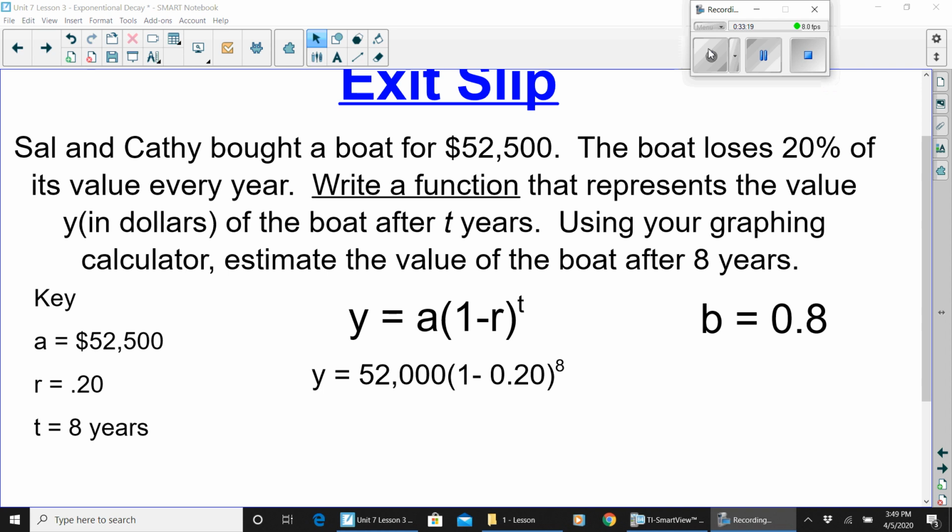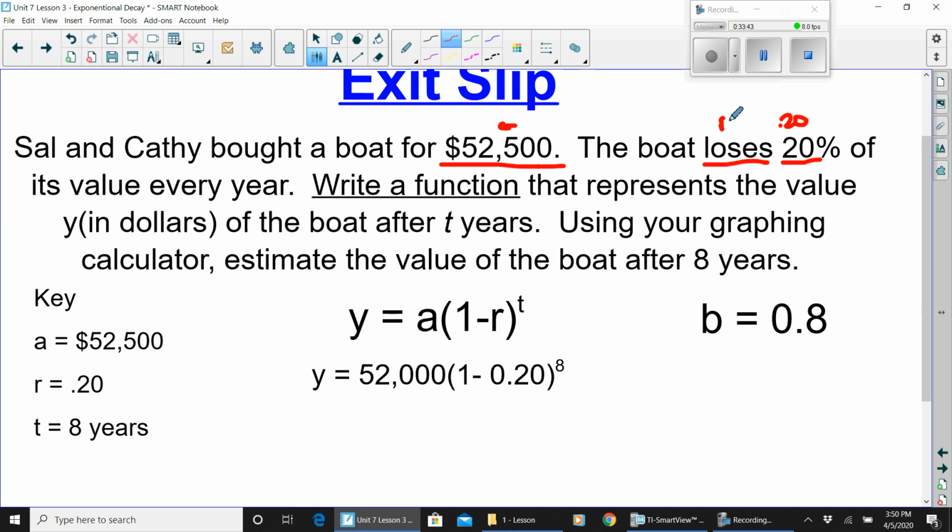Okay, just taking a look at Sal and Kathy bought a boat for $5,200. Obviously, you're going to underline 5,200 immediately, and you're going to say this is your initial value. This is your A. Right? The boat loses. That's the big word there. It loses 20%. So you're going to put this as 0.20, and that is going to be your R.